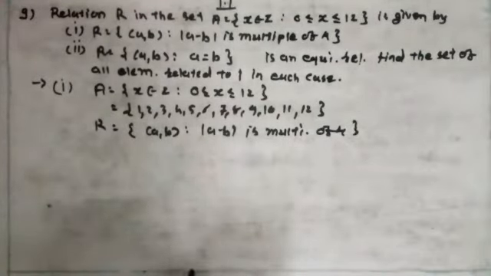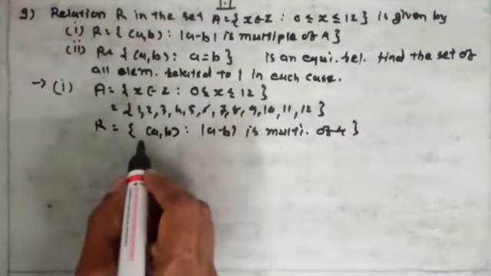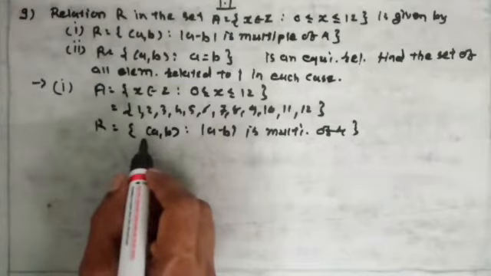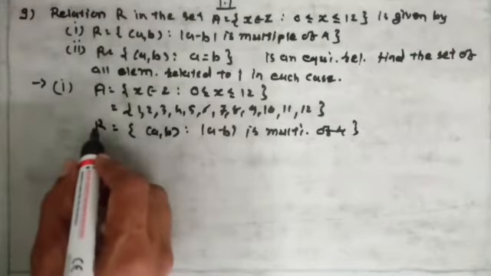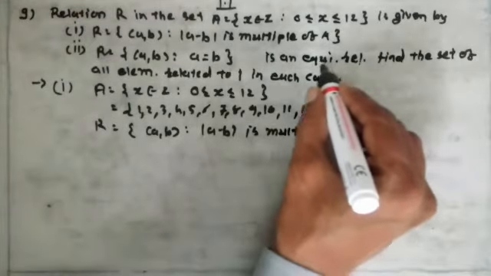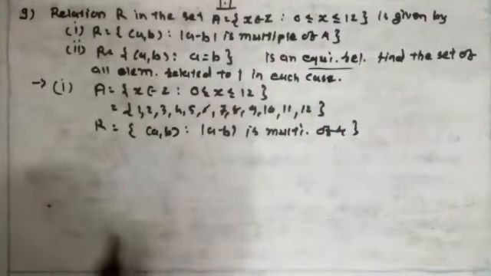To show that relation R is an equivalence relation, we prove that R is reflexive, symmetric and transitive. If R is reflexive, symmetric and transitive, then we say that relation R is an equivalence relation.